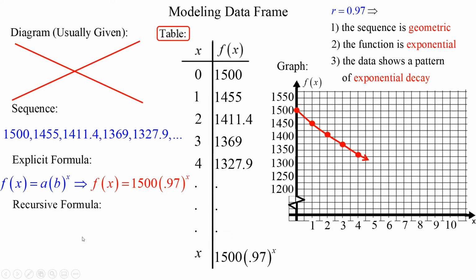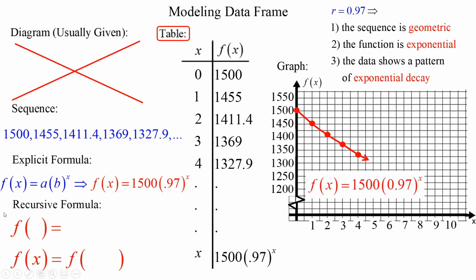Okay, now our recursive formula. Oh, I always forget. I always put that right there too. So here's the recursive. F of what is what? Look at the first point. F of 0 is 1,500. And then f of x equals f of x minus 1, which is the previous term right here. What are we doing every time? We're multiplying it by 0.97.